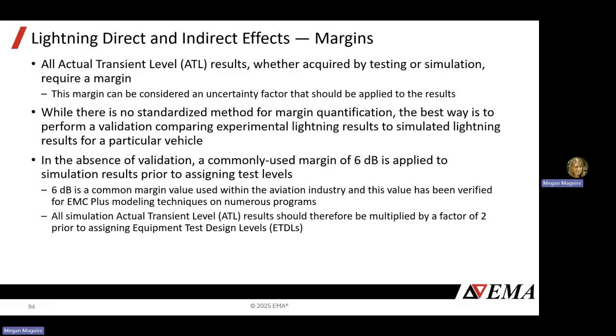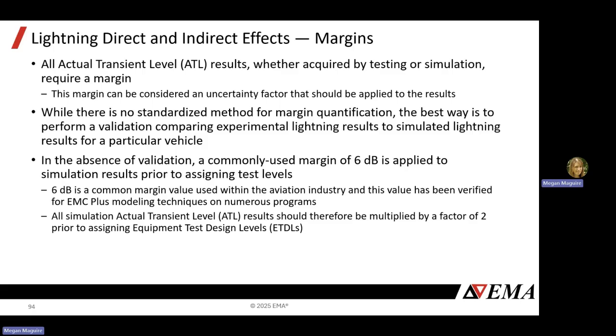So it's considered basically an uncertainty factor for your results. There isn't a standardized method for quantifying margins, but the best way is to perform a validation, comparing your experimental results to your simulated results for a particular vehicle. And one thing that can get kind of complicated is you can maybe even have a sliding margin based on amplitude. So have a smaller margin at higher amplitudes where they tend to match very well, and a larger margin for lower amplitudes where you may see more deviation.